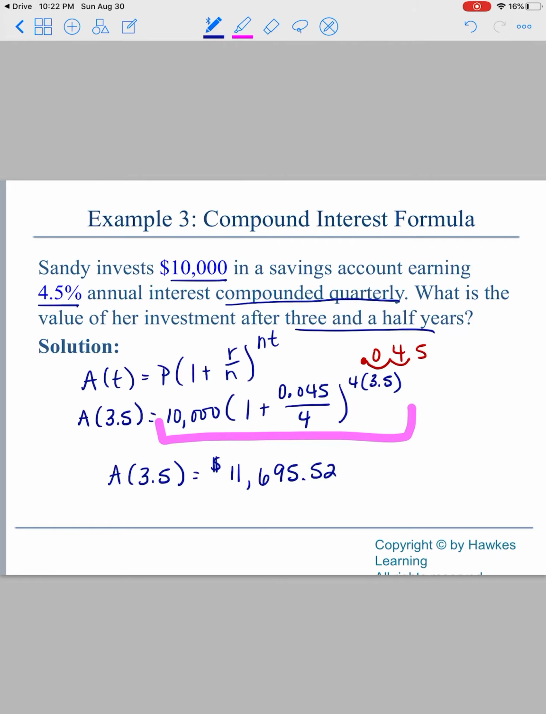Sandy should have something around $11,695.52 in her account. That's how much she should have after 3.5 years. So that means she's gotten some interest. Really quick, could I figure out how much interest she got? I could. All I'd have to do is take the amount that she has in her account now, $11,695, and subtract how much she put in, the $10,000, and that will give me how much interest. So she made about $1,695 of interest over that 3.5 years.